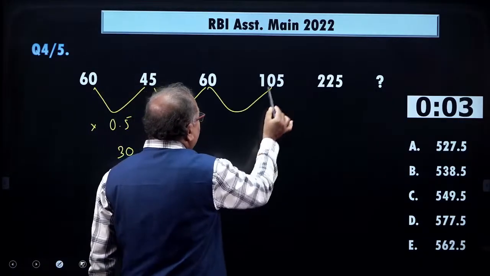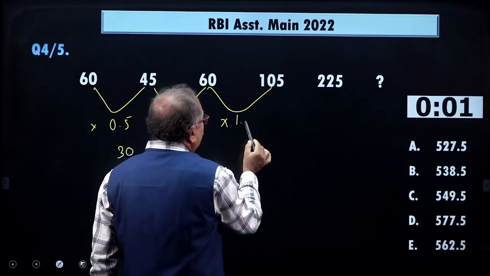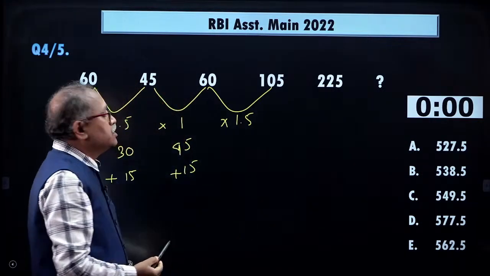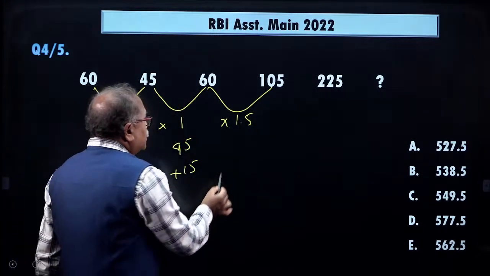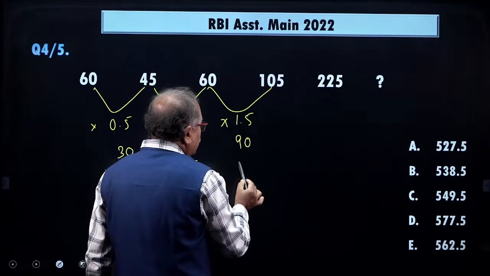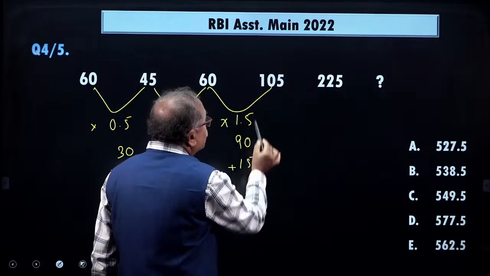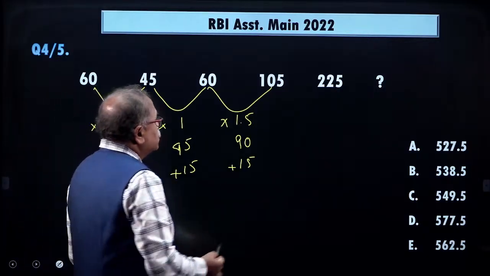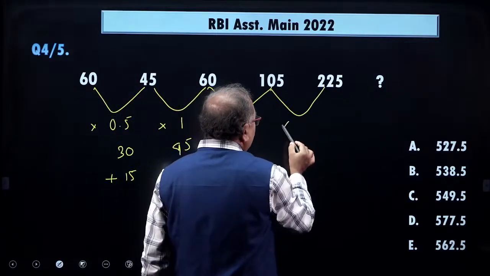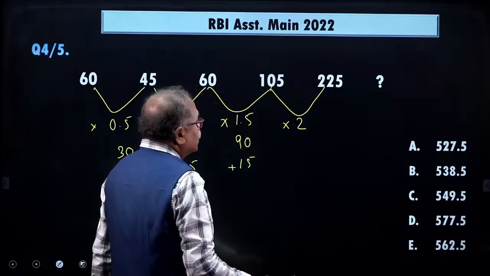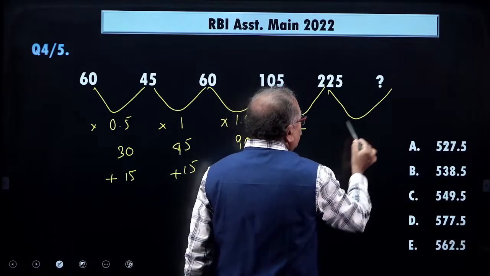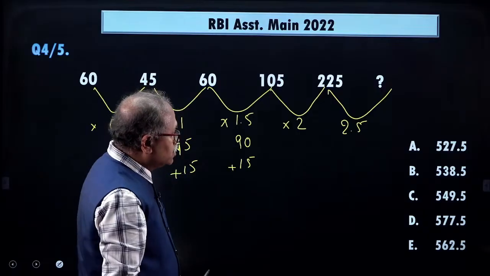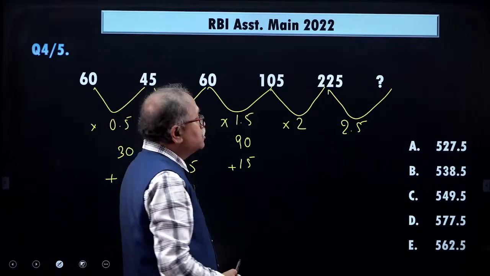Then I will go for times 1.5. Let's check what happens with times 1.5, and that comes 90 here. In 90, if I add 15, I am getting 105. So, it should be times 2, okay, and it should be times 2.5. So, I will get the answer in decimal.